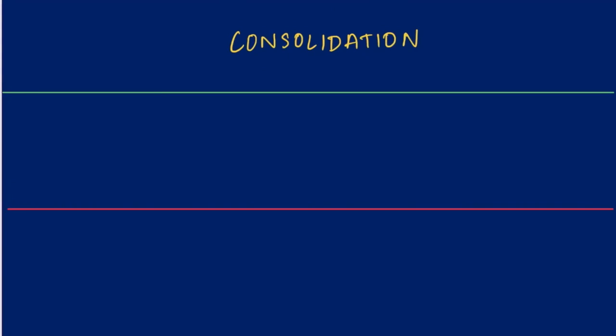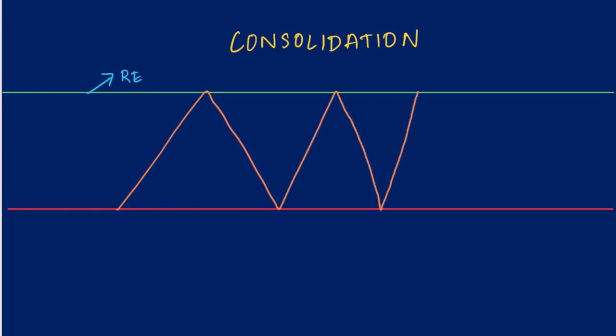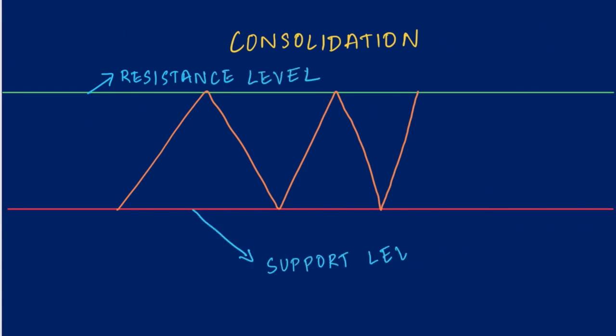Now let us understand why we should not trade during consolidation. If the stock is in consolidation, it means that the stock is moving within a range and it is unable to break the support level or the resistance level. If the buyers win, the stock will break the resistance level and go up. During this time, we can look for buying opportunity.